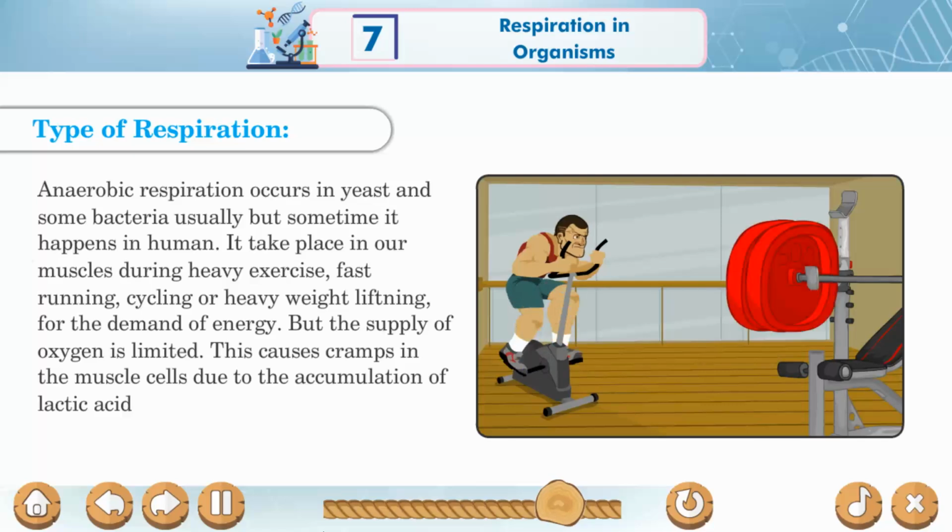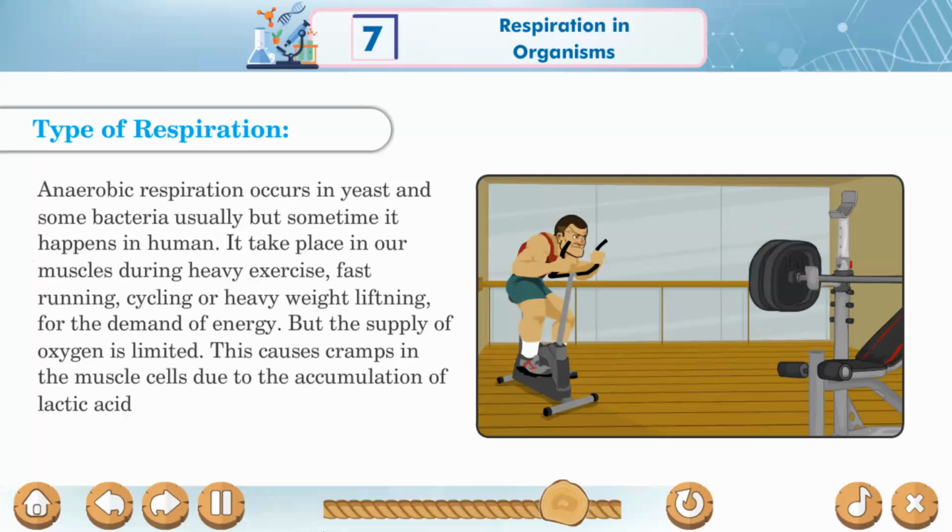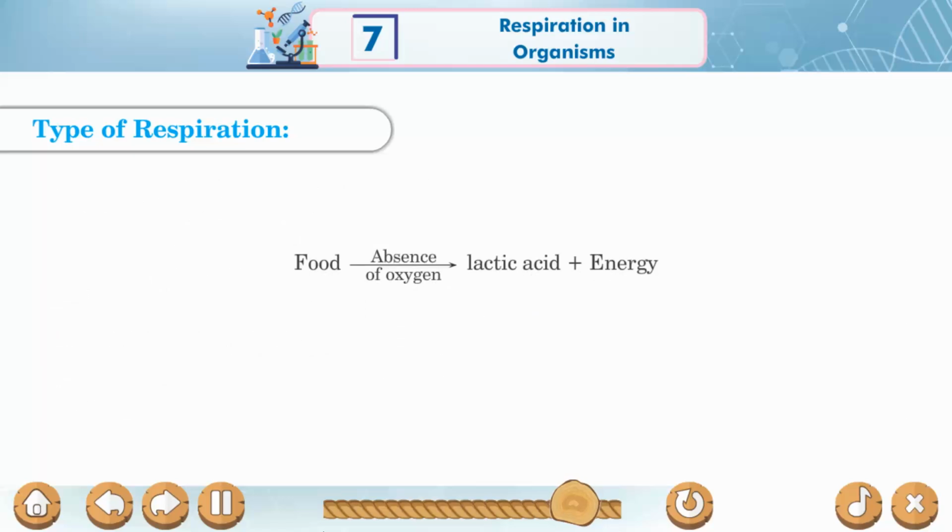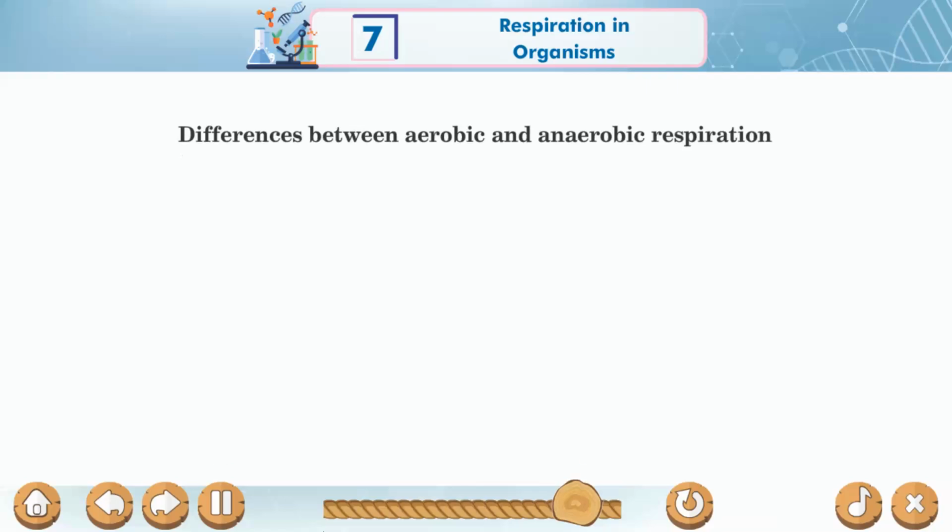Anaerobic respiration occurs in yeast and some bacteria usually, but sometimes it happens in humans. It takes place in our muscles during heavy exercise, fast running, cycling or heavy weight lifting, for the demand of energy is high but the supply of oxygen is limited. This causes cramps in the muscle cells due to accumulation of lactic acid. Food in the absence of oxygen gives lactic acid plus energy.